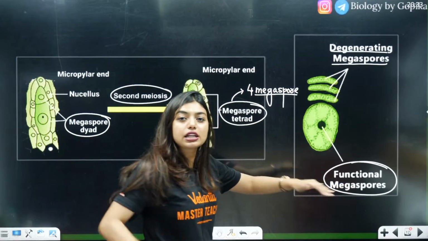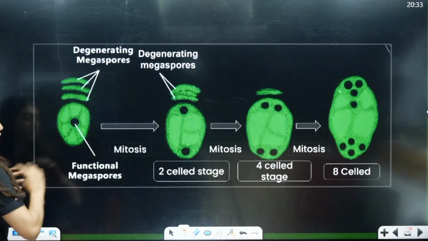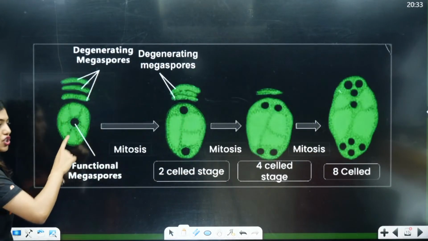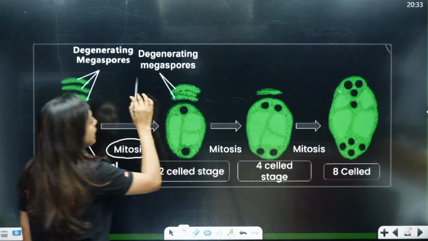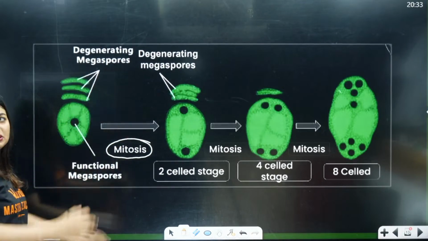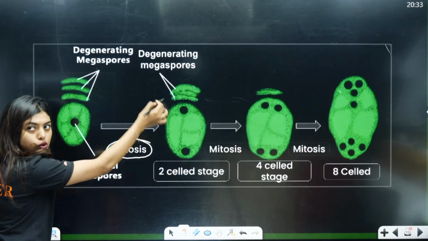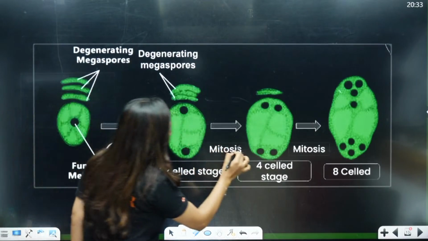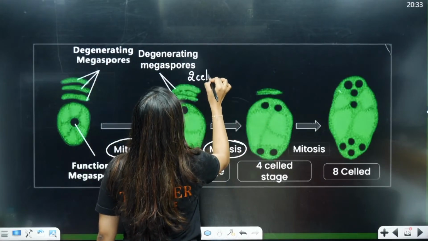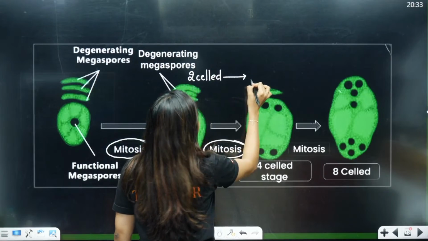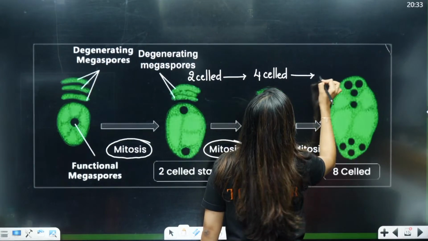Now this functional megaspore is again going to undergo mitotic divisions. Look here, what is going to happen? This is your functional megaspore. It will undergo the first mitosis division and form what? Don't worry about the other degenerated megaspores. Can you see how many cells it is forming? 1 to 2. 2 cells are formed. Clear to all of you? From that, the next mitosis will form 4 cells. So from 2 celled to 4 celled, from 4 celled to how many cells?